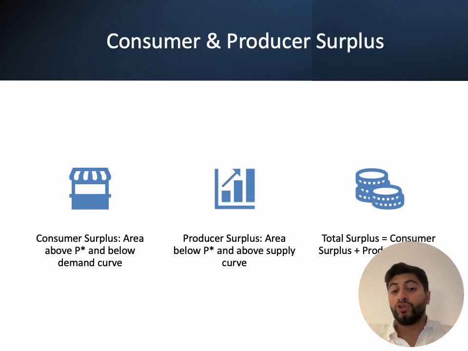Consumer and producer surplus. Consumer surplus is the extra benefit buyers get when they pay less than what they are willing to pay. Producer surplus is the extra benefit sellers get when they receive more than their minimum acceptable price. Together, these make up total surplus, which measures the overall benefit the market creates.